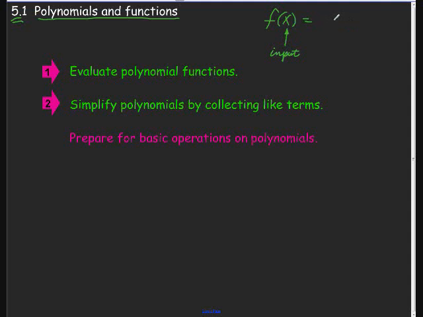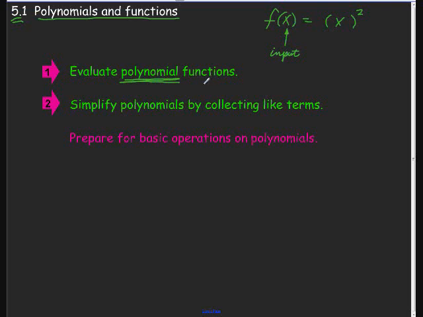Let's say our function is to square things. So this is our input. We put x in and we square it. So that's just an example. A function has an input and an output. And the output is the value of that input after whatever the operation is has been done to it. In this case, squaring. We're going to evaluate now polynomial functions.